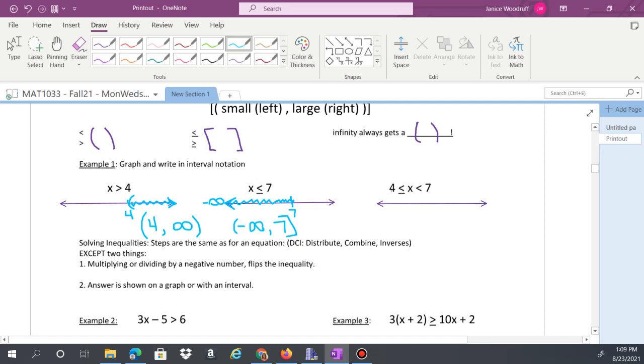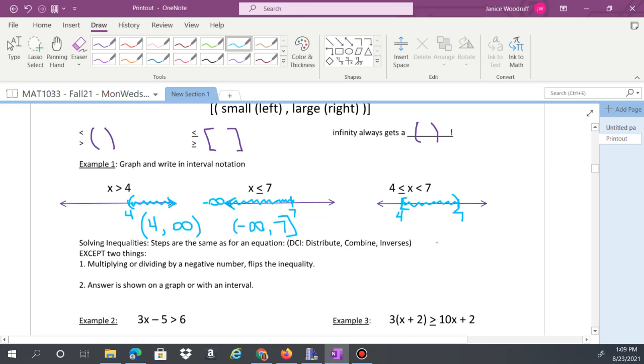Then here you have 4 is less than or equal to x, which is less than 7. So what that is saying is that x is between 4 and 7. So here is 4, here's 7. Where it's in between, it could also be 4 because of the or equal to. So this will get a bracket at the 4. And then it's less than 7, so it's not going to be 7, but it could be 6.999.